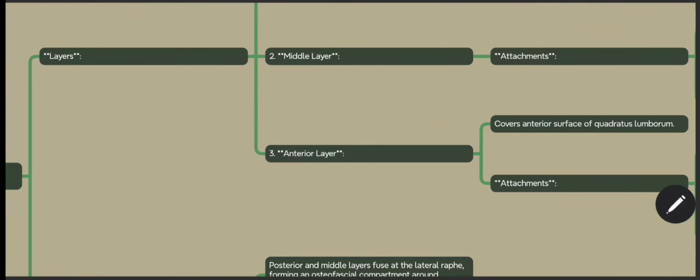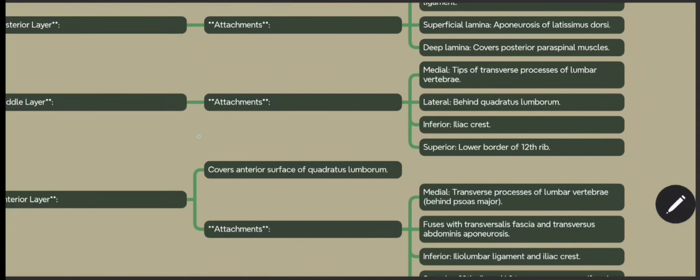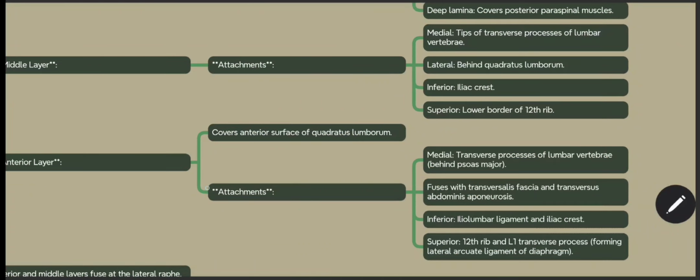What about the anterior layer of the thoracolumbar fascia? It covers the anterior surface of the quadratus lumborum. Now, check carefully. The middle layer is behind the quadratus lumborum. The anterior layer covers the anterior surface of the quadratus lumborum. What are the attachments of the anterior layer? Medially, to the transverse processes of the lumbar vertebrae.